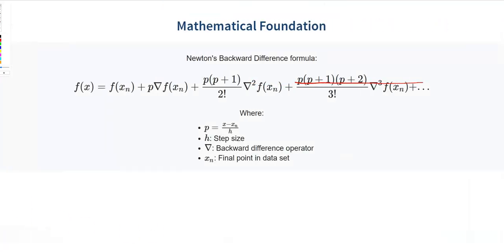First we must know what the Newton's backward difference formula is. f(x) is equal to f(xn) plus p nabla f(xn) plus p(p+1) by factorial 2 nabla square f(xn), plus p(p+1)(p+2) by factorial 3 nabla cube f(xn) plus so on. Where p is (x minus xn) by h, h is the step size, nabla is the backward difference operator, and xn is the final point in the data set.